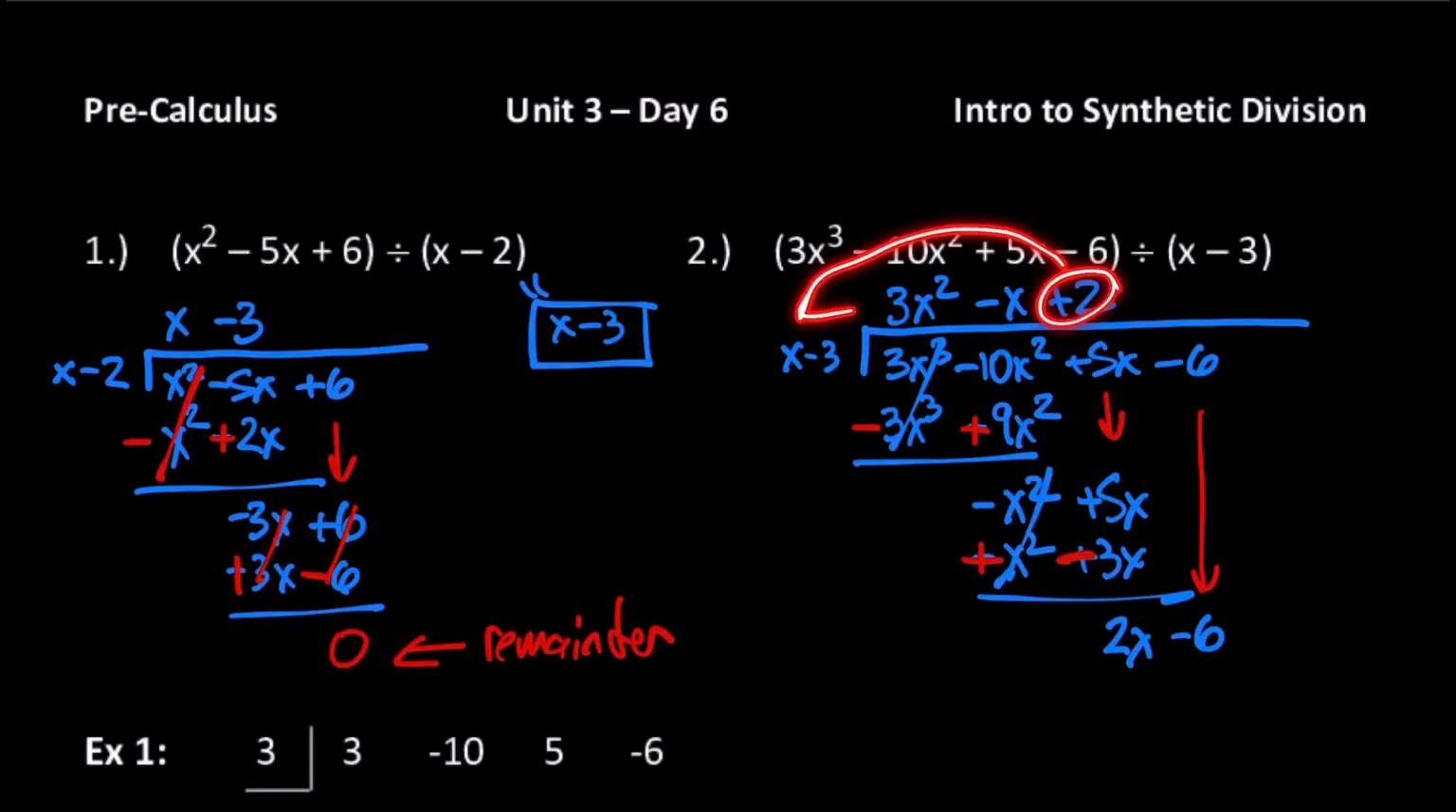Multiply both of these by that 2. So that's going to give me a 2x minus 6. Now subtract. And notice both cancel. You get a remainder of 0. So the answer to this question, if you were to divide these polynomials, would be right here, 3x squared minus x plus 2.